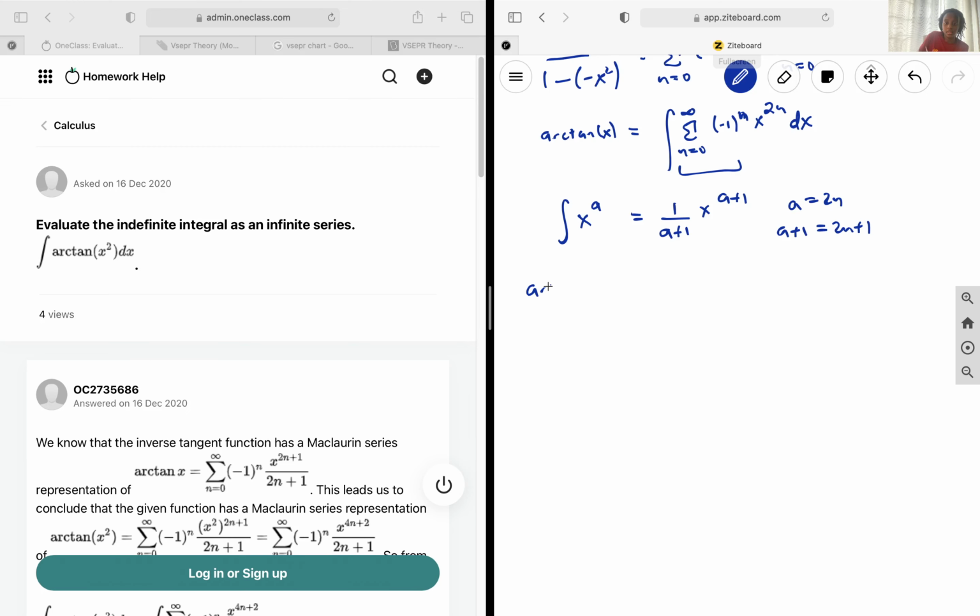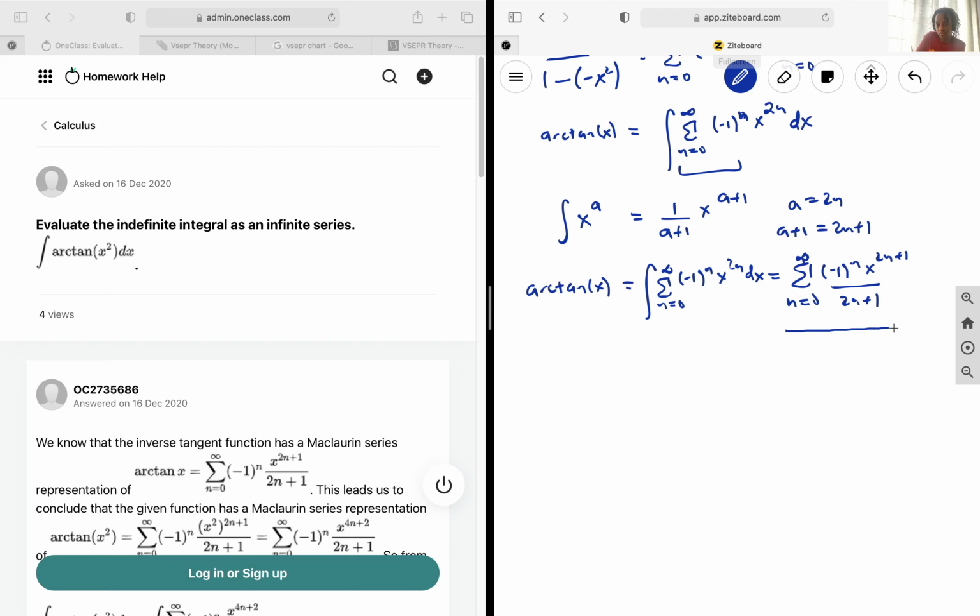So this means that arctan of x is going to be, as mentioned, the integral of this infinite series. And to write out what that is going to be, it is going to be the summation from n is equal to 0 to infinity of negative 1 to the power of n, x to the power of 2n plus 1, all over 2n plus 1, according to this formula.